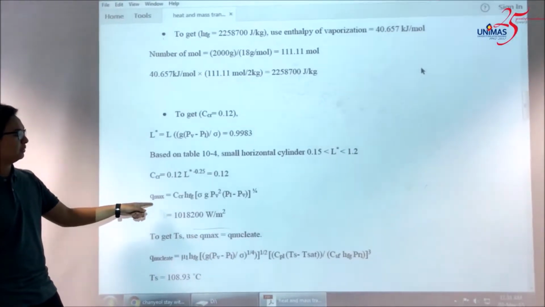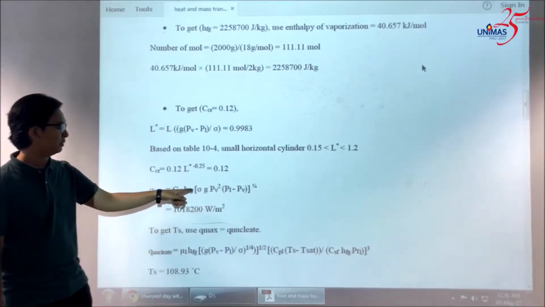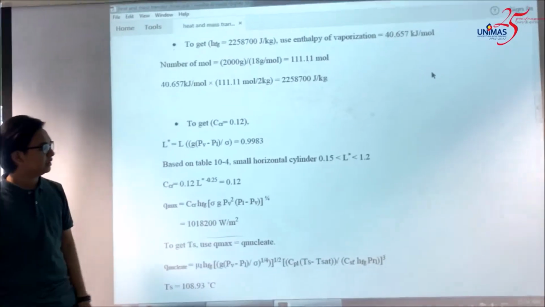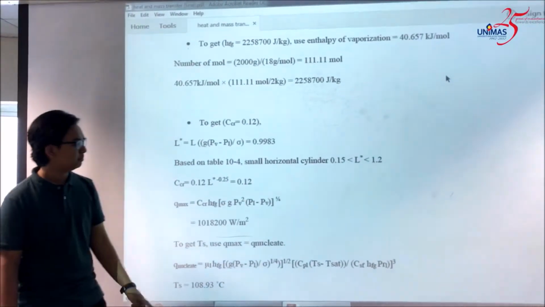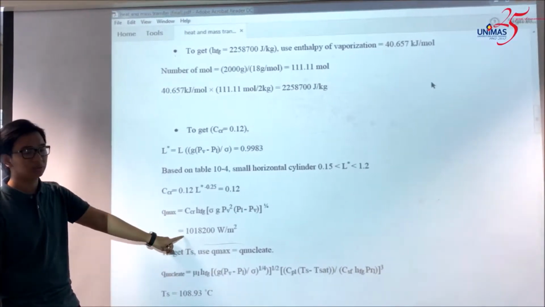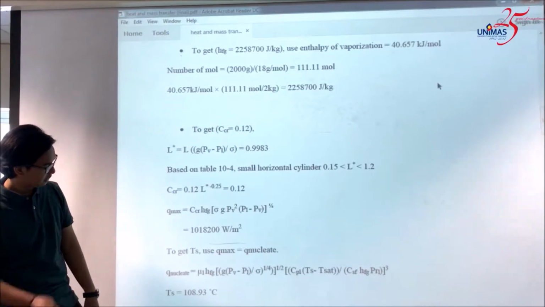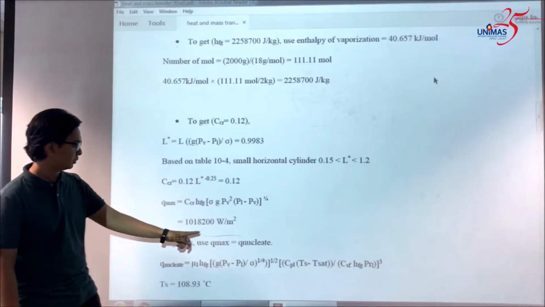To find Qmax, we use this formula: CCR times HFG times the square root of sigma g density of vapor square times density of liquid minus density of vapor, power of 1 over 4, which is equal to 1,018,200 watt per meter square.